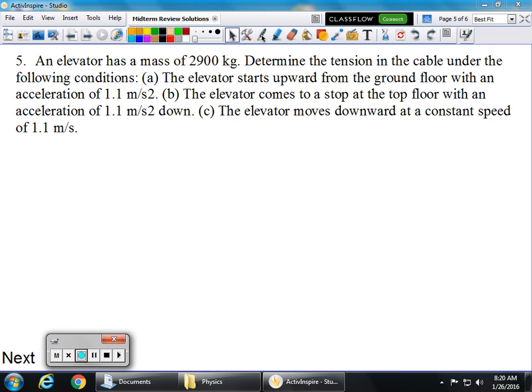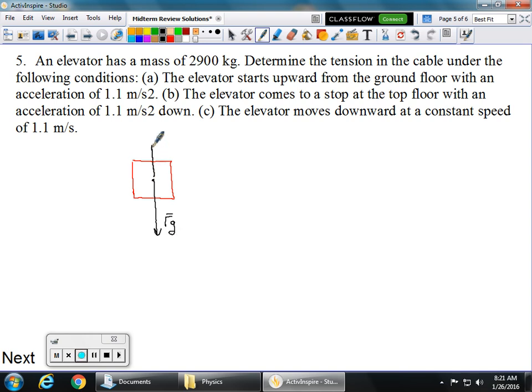Let's start this one out by making a free body diagram. Whenever we're talking about forces, we want to make a free body diagram. In this case, we have an elevator with a mass of 2,900 kilograms. Every object is going to have a weight, so there's the force of gravity down. And it's asked us to determine the tension in a cable that's holding it up.